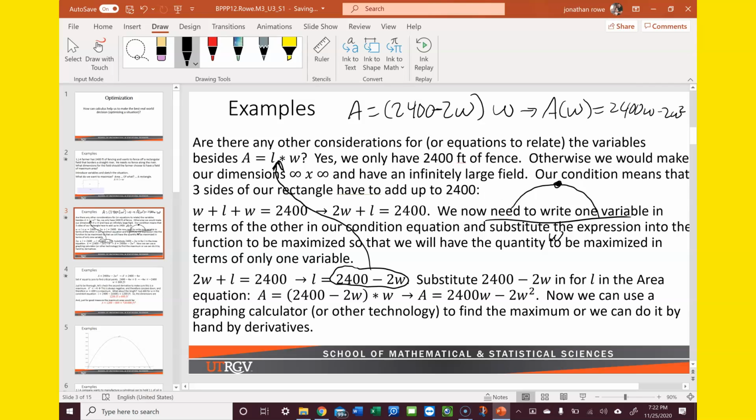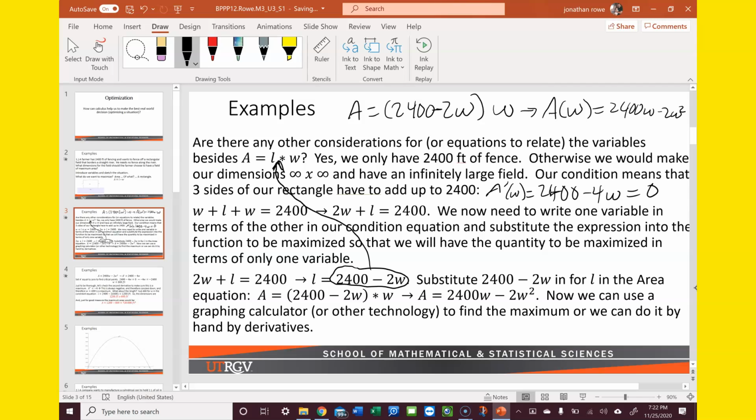But we can also do this now with calculus without even looking at a graph, because we know that when we have a maximum, as far as calculus is concerned, what's true about the function? Its derivative equals 0 there, because the slope is 0 at a maximum or a minimum. So we find A prime of w is equal to the derivative of this, 2400 minus 4w, and we set that equal to 0.